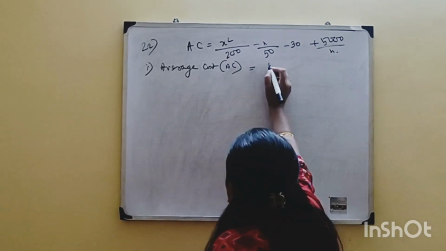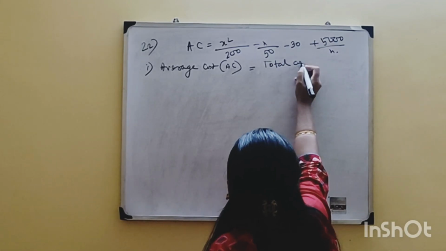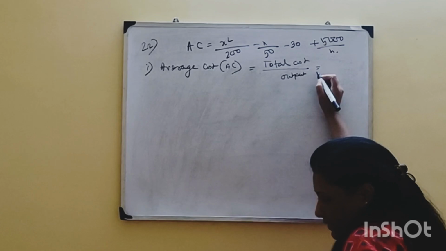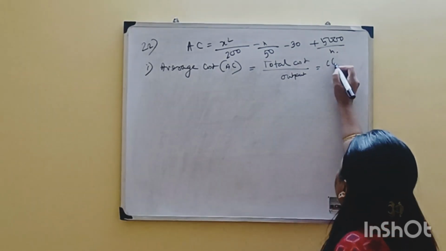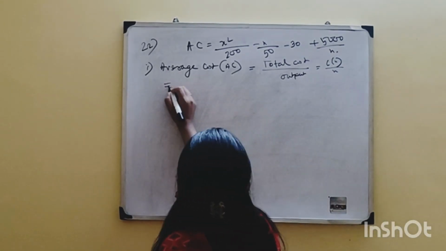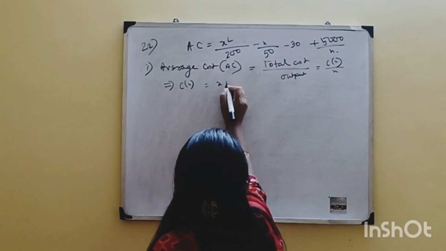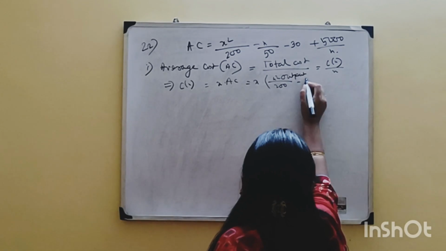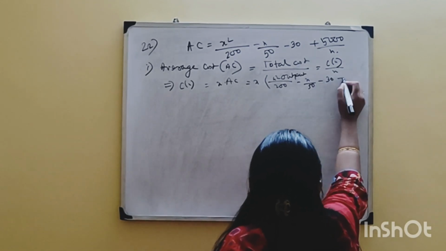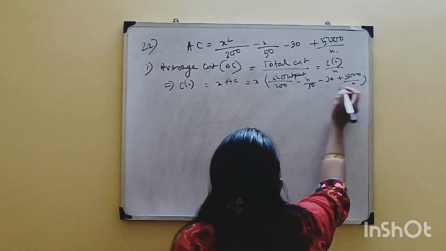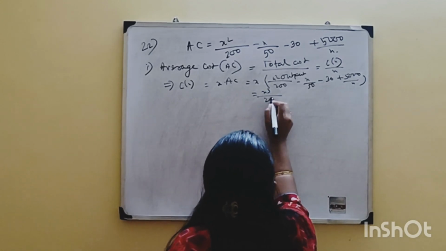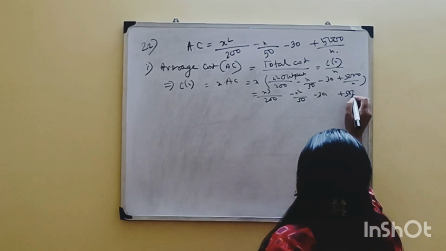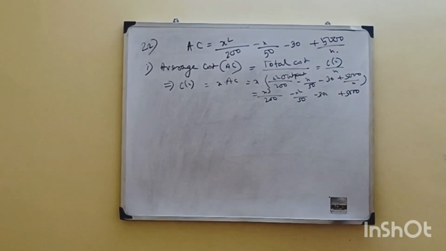You have to calculate the cost function. Average cost is equal to total cost by output, so total cost is C(x) by x. So you have to calculate C(x). C(x) equals x into AC. That means x into x squared by 200 minus x by 50 minus 30 plus 5000 divided by x. So that means x cubed by 200 minus x squared by 50 minus 30x plus 5000. So this is the cost function.